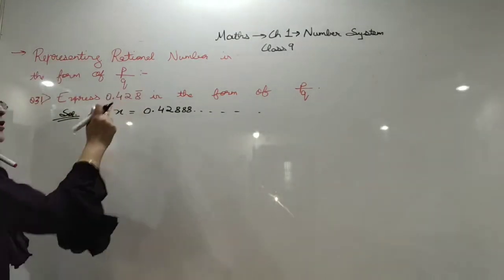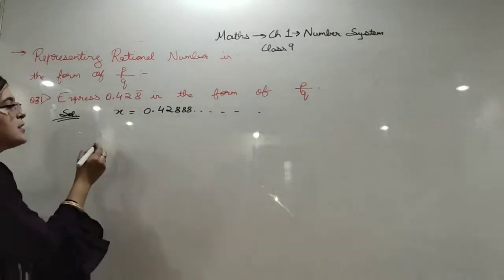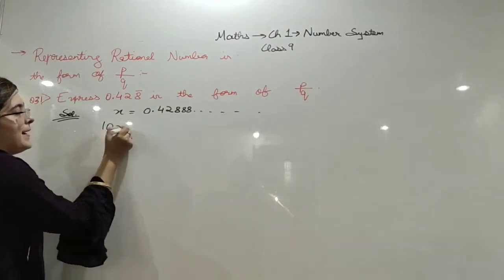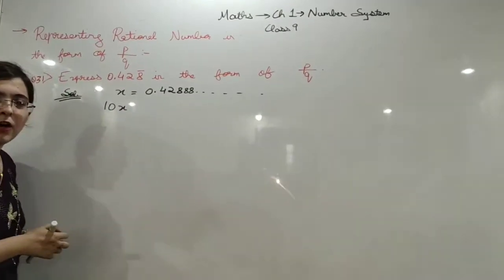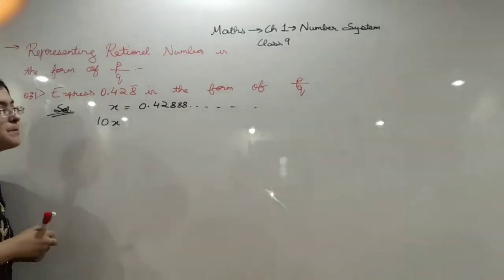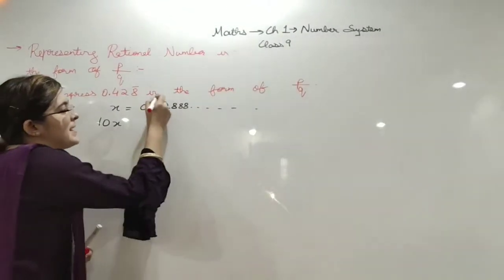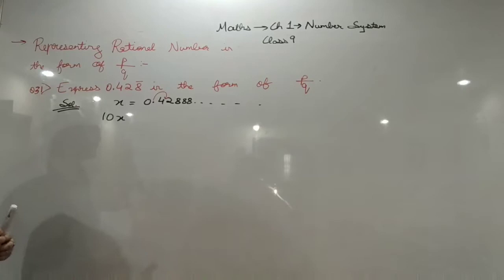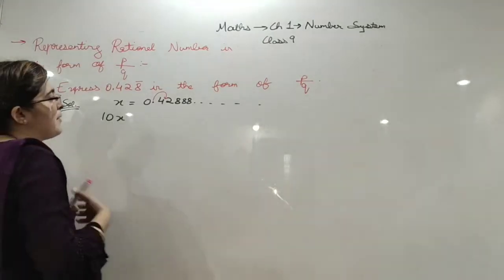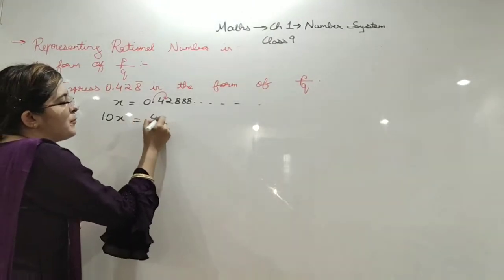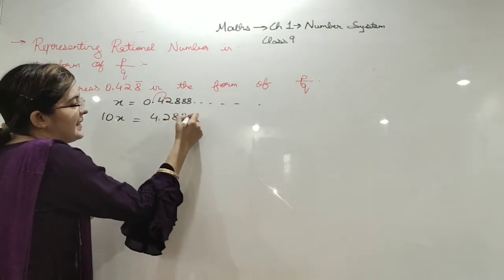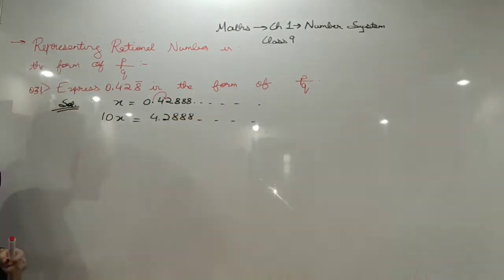Now the bar is also on only one digit, so we will again multiply it by 10 on both sides. Okay, what will happen here? The decimal will shift by 1 point, and your number will become 4.2888. Is it clear, students?